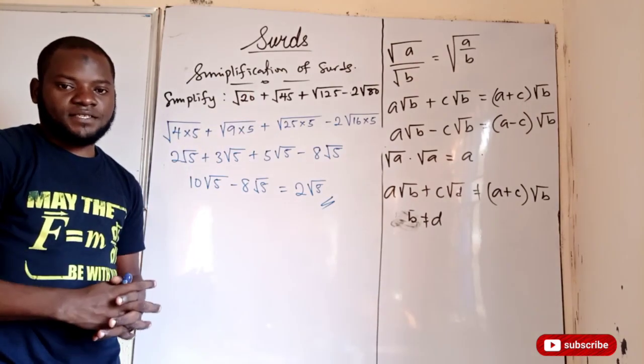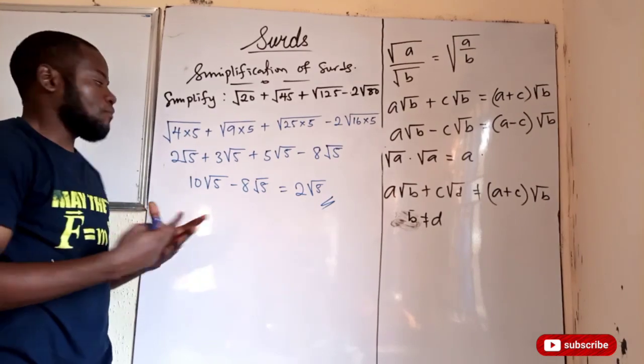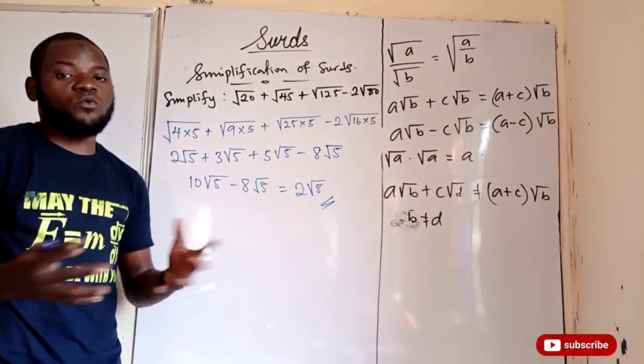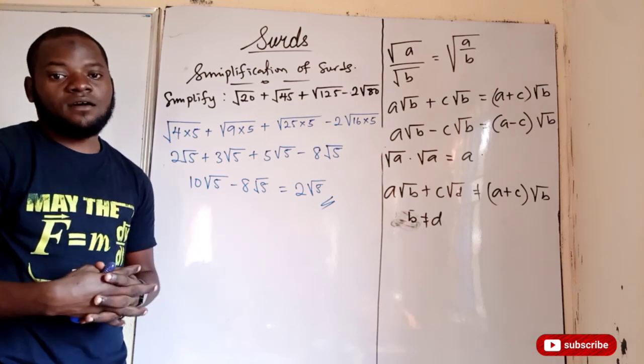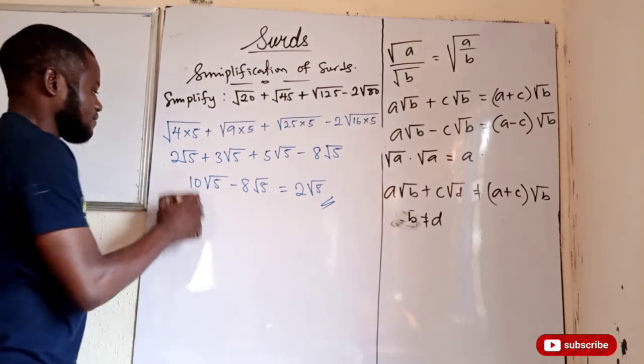Do we understand this? In case everything is not similar, but some are similar, we'll deal with the ones that are similar and leave the ones that are not similar. Is that taken now? Let's look at another example on this.